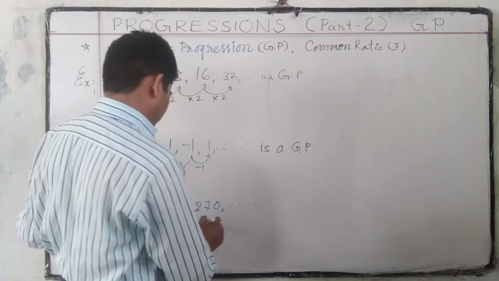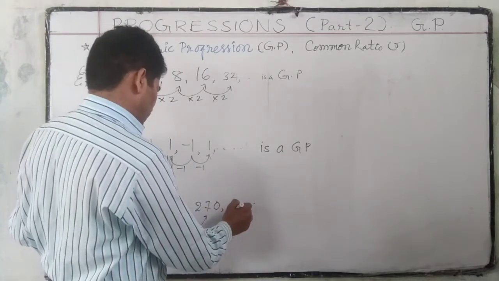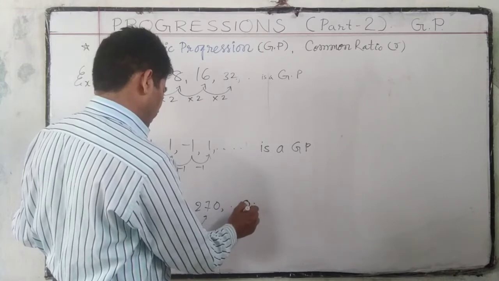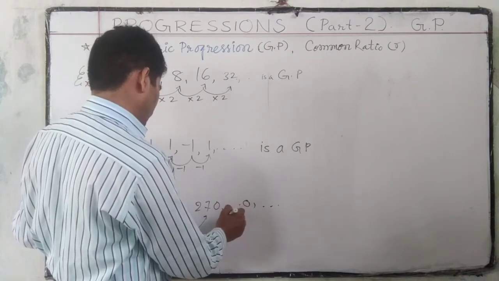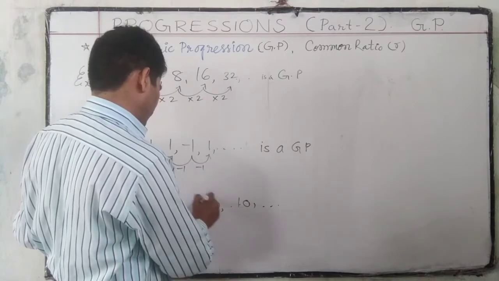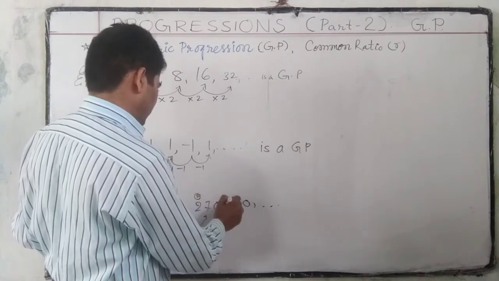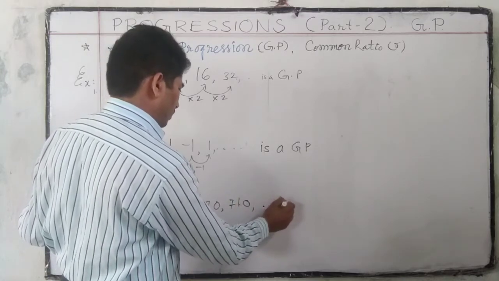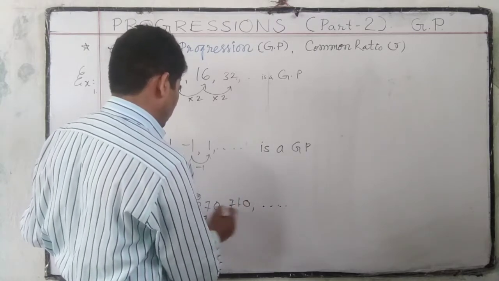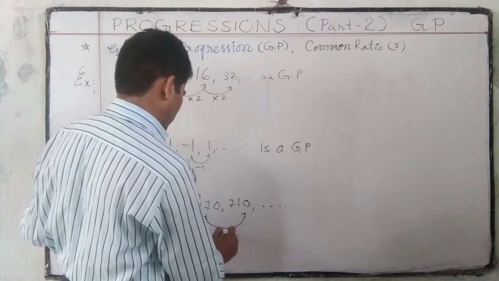We can get the next number: 3 zeros are 0, 3 sevens are 21, 3 twos are 6, so 7, 710. The next number is 710. So this is also a GP with common ratio 3.